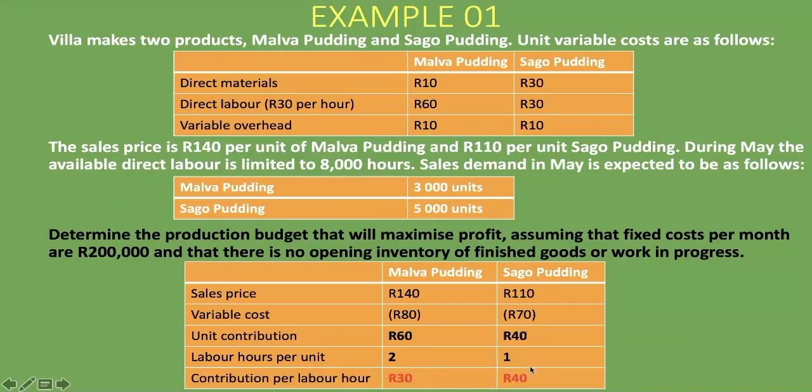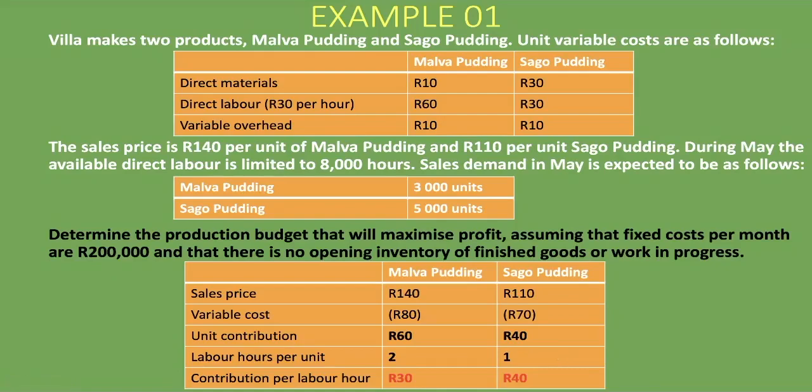And you can see here things have changed. Before, we had a unit contribution of 60 rand for Malva pudding, which is higher than the unit contribution for Sago pudding. But you can see here the contribution per labor hour is 30 rand for Malva pudding and 40 rand for Sago pudding. So you can see that Sago pudding has got a higher contribution per labor hour.